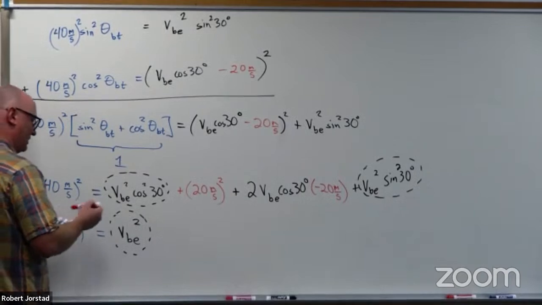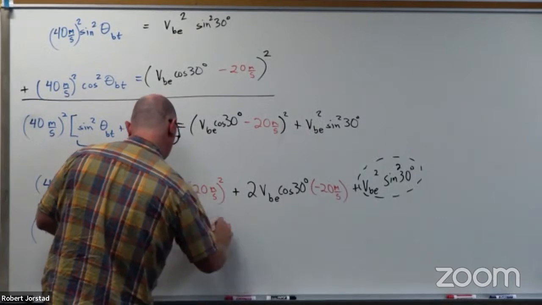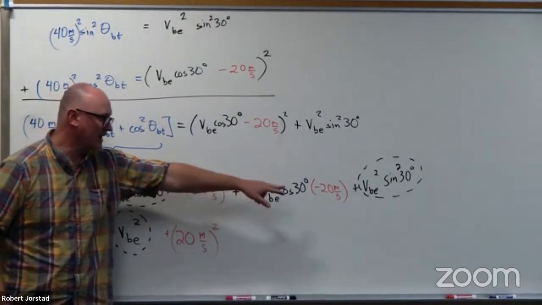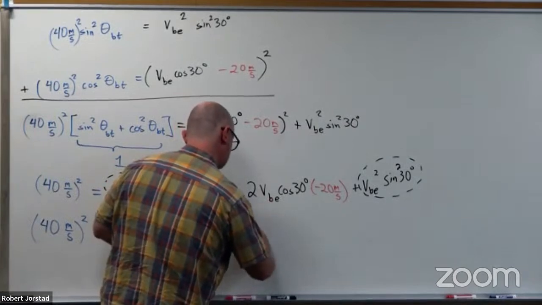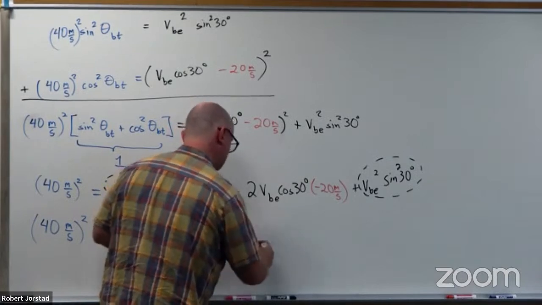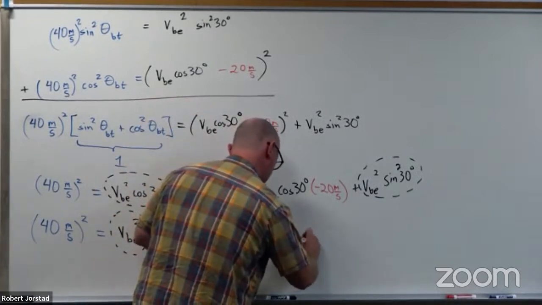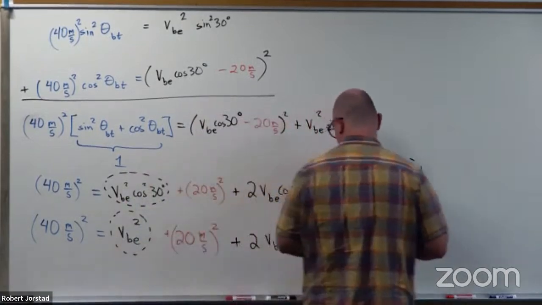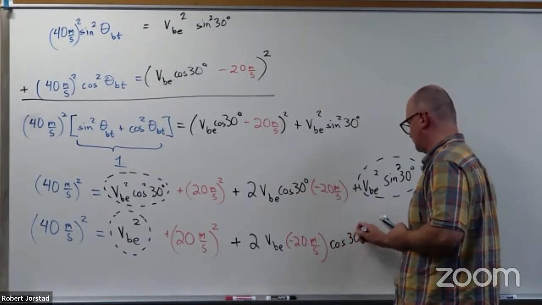Now I got the second term. And then I have, notice I get this weird cross term here, and notice I got a negative there. But that's something like this, minus 2. How would I just leave it as this? Plus 2 VBE negative 20 meters per second times cosine 30, which makes it look a lot like the law of cosines if you look it up.